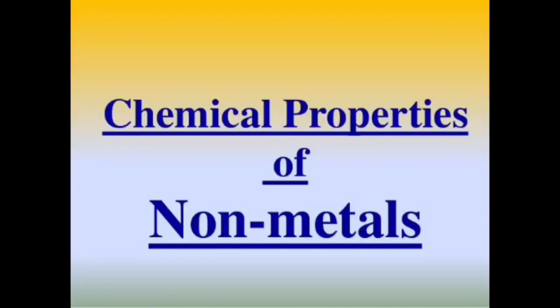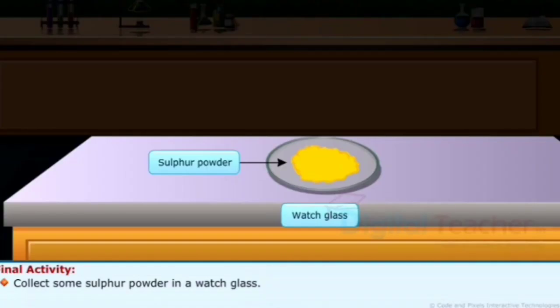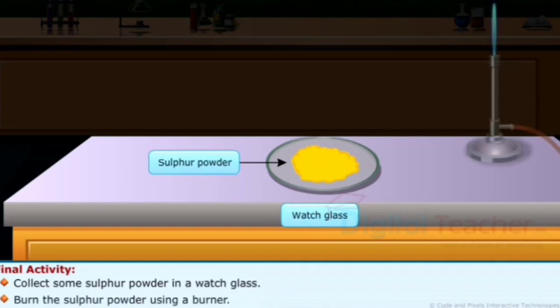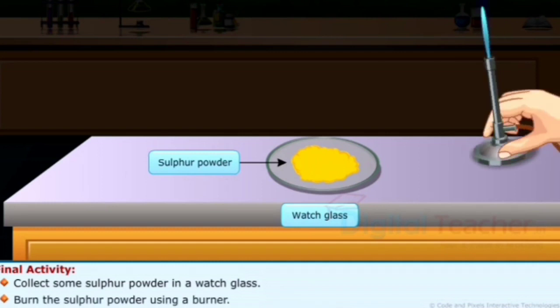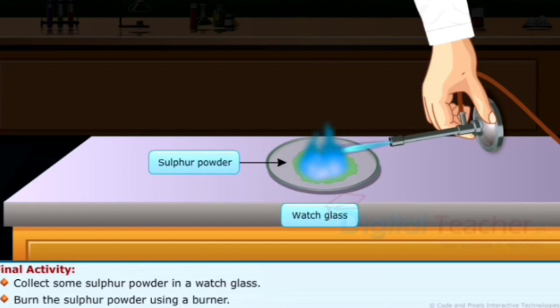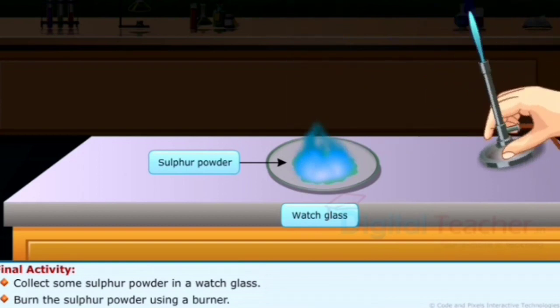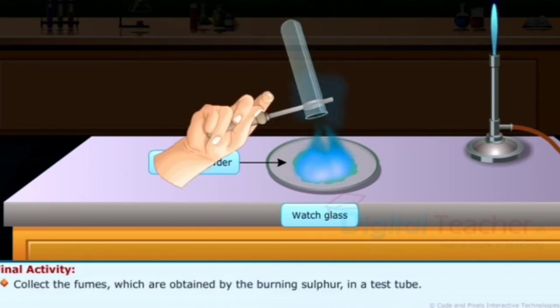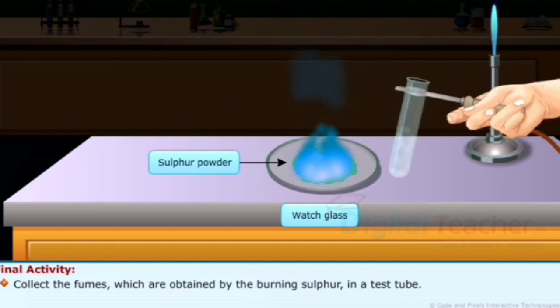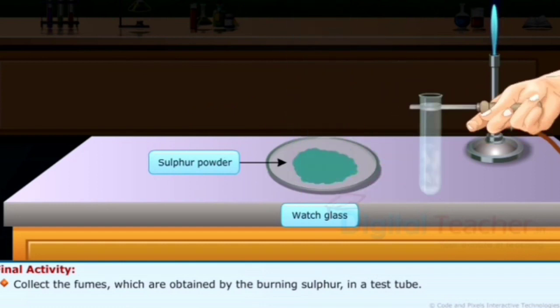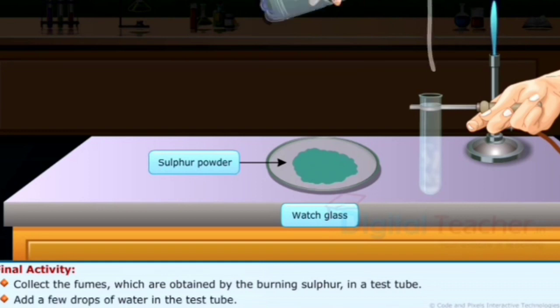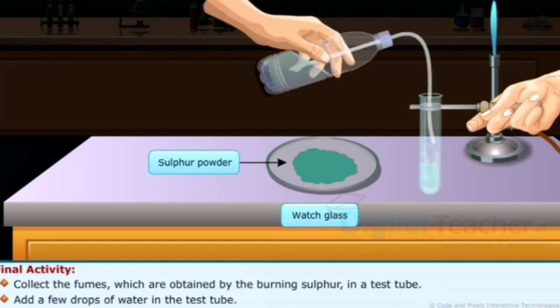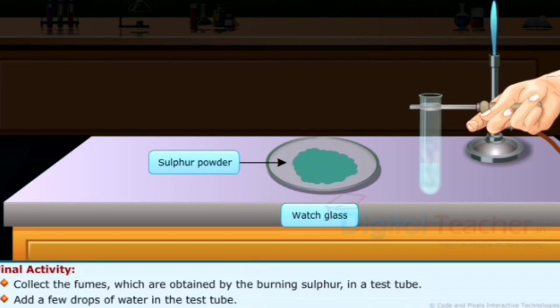Chemical properties of non-metals. Take some sulfur powder in a watch glass. Burn the sulfur powder using a burner. Collect the fumes which are obtained by the burning sulfur in a test tube. Add a few drops of water in the test tube. Now, shake the test tube well.